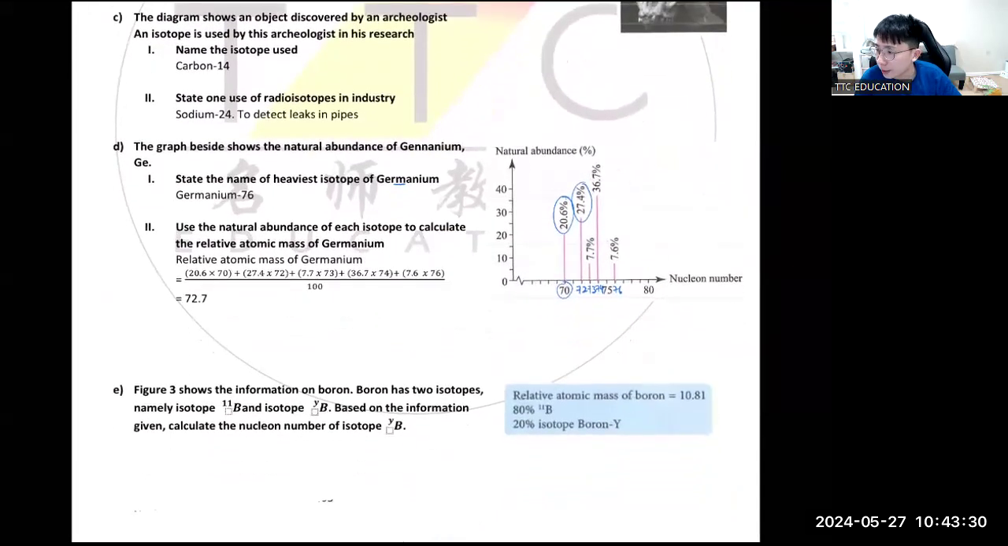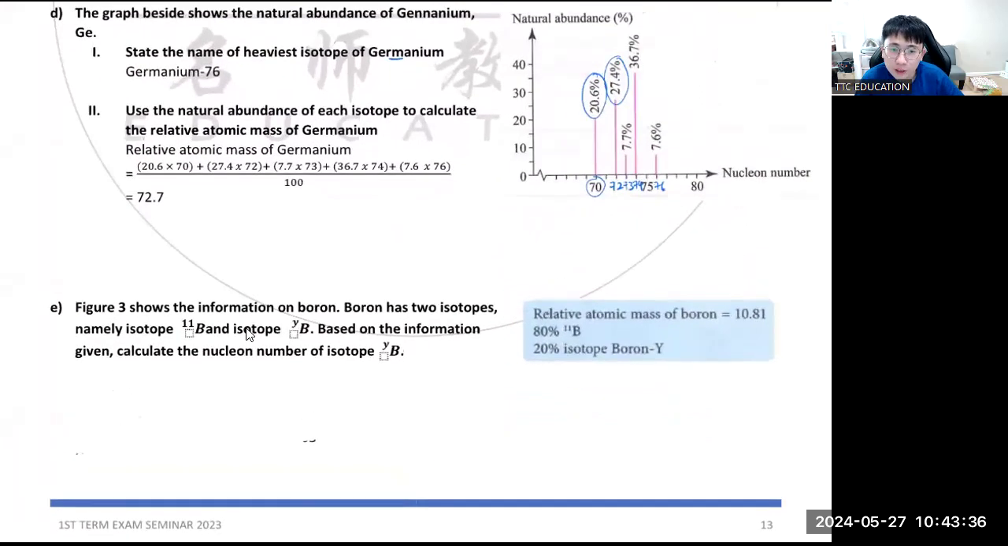Okay, and then going down to the other one. Now we say figure 3 shows the information of boron. We have 10.81, 80% boron-11, and 20% boron Y. Calculate the nuclear number of the isotope. Guys, we'll be doing multiple ways of asking this atomic mass question. So this one is a third type. Instead of looking for the percentage or the final atomic mass, they ask you to find the nuclear number, which is the atomic mass, just for this one, boron Y. Not the average, but specifically for boron Y.